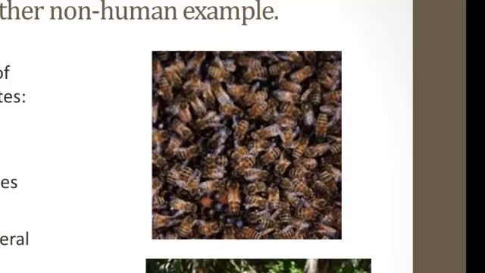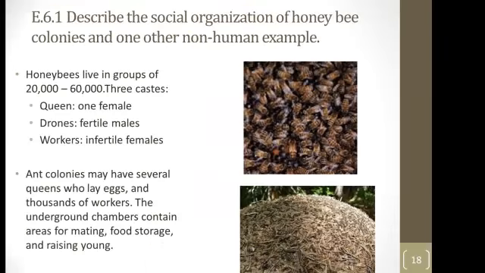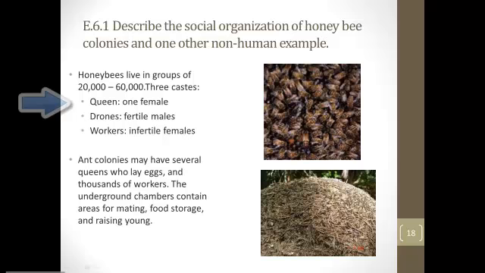For example, honeybees. Honeybees live in groups of about 20,000 to 60,000 individuals, and there's actually a social hierarchy associated with them. There are 3 castes. The queen, of course, which is one female. Then there are the drones, who are fertile males, and then the workers, who are infertile females.